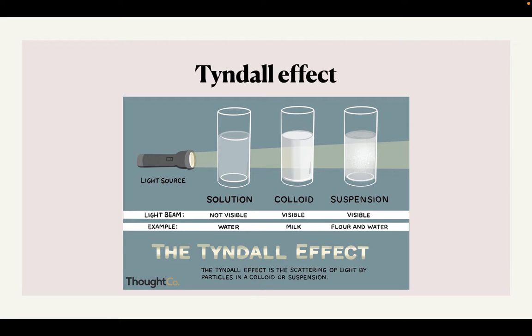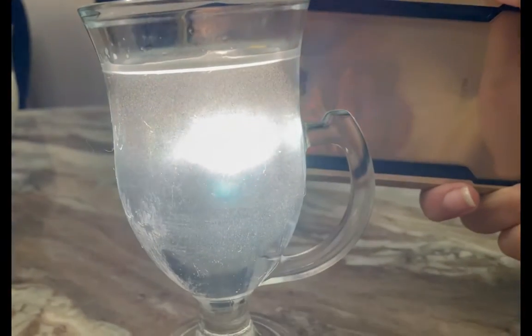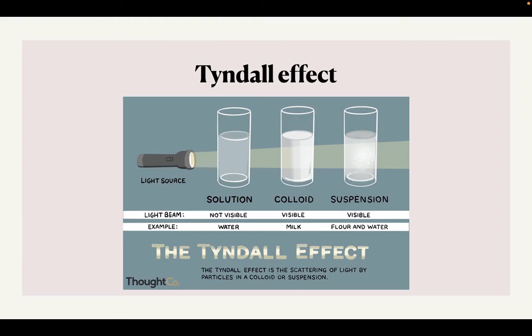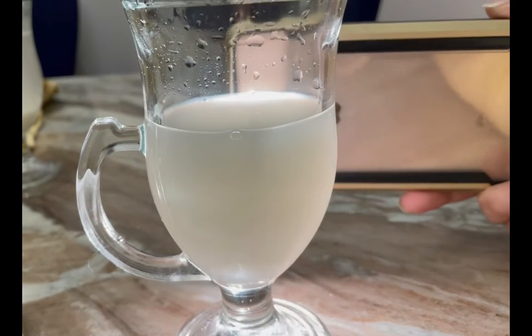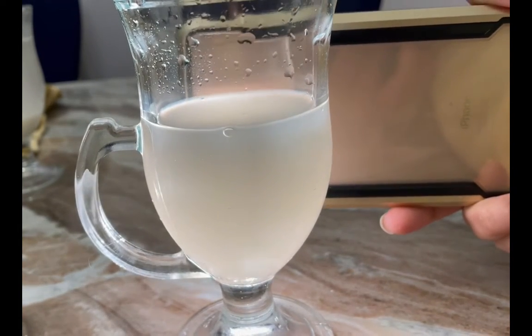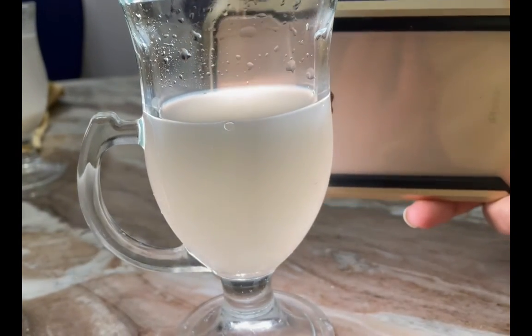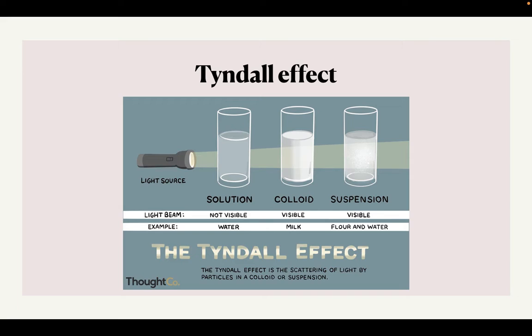So in a solution, the light can pass through and there's no light beam and no scattering of particles. In a colloid, it's visible, and that's in diluted milk. In a suspension, it's also visible, but usually the solute is at the bottom of the container.